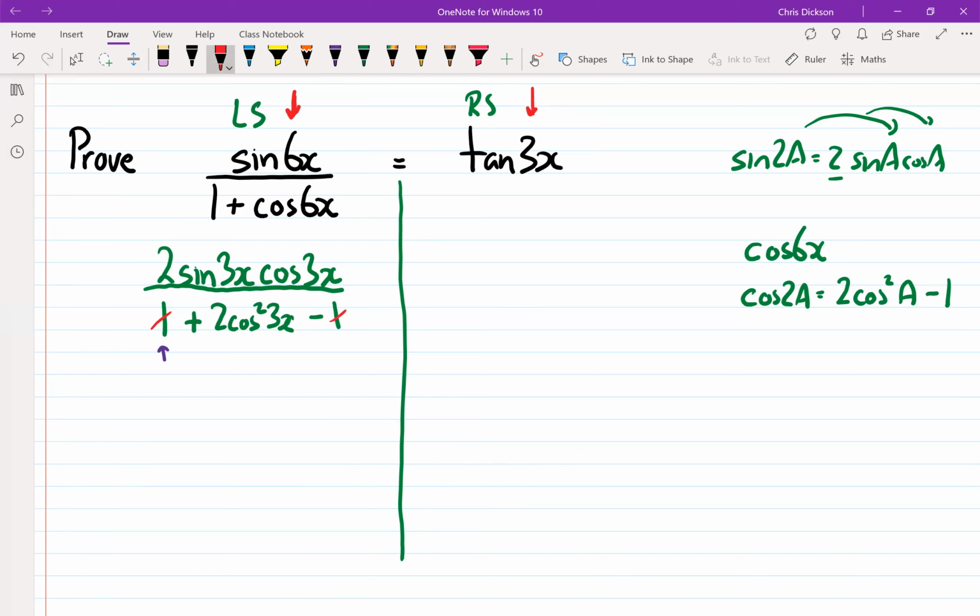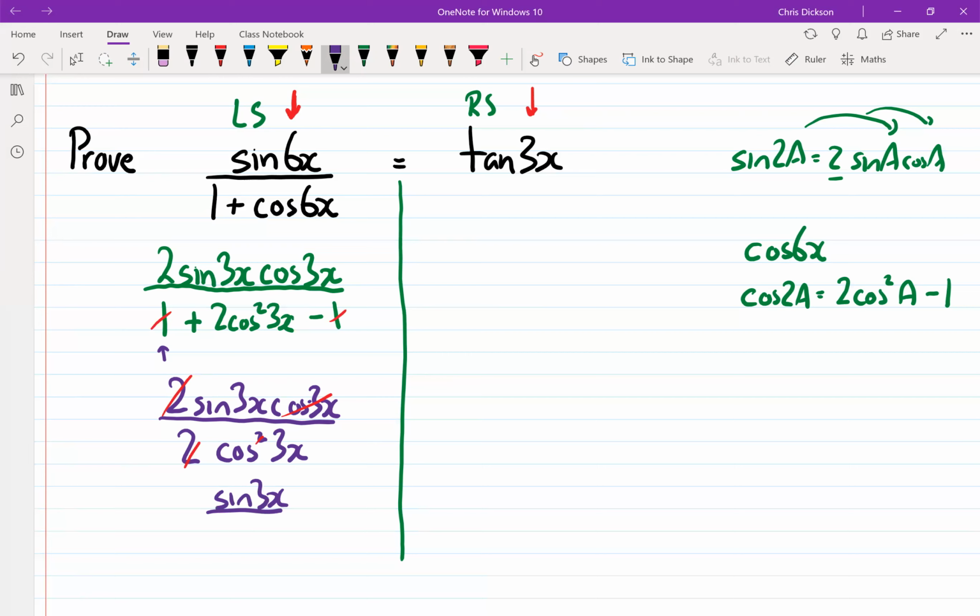We're going to be left with 2 sine 3x cos 3x all over 2 cos squared 3x. Okay, so you can kind of see where this is going now. So the 2's are going to cancel, and then one of our cosines is going to cancel here, and that would leave us with sine 3x over cos 3x, which is just the tangent of 3x.